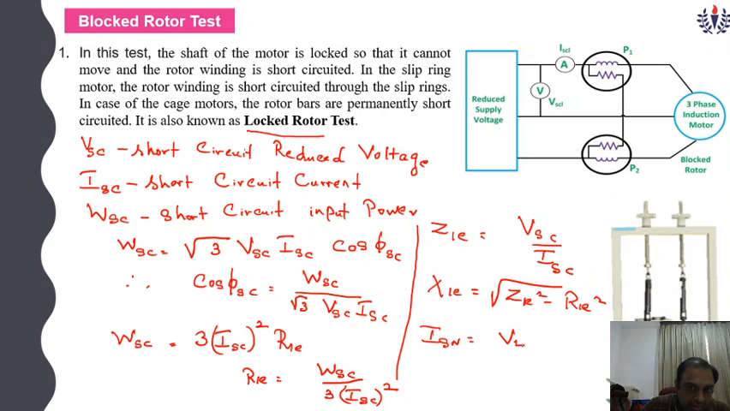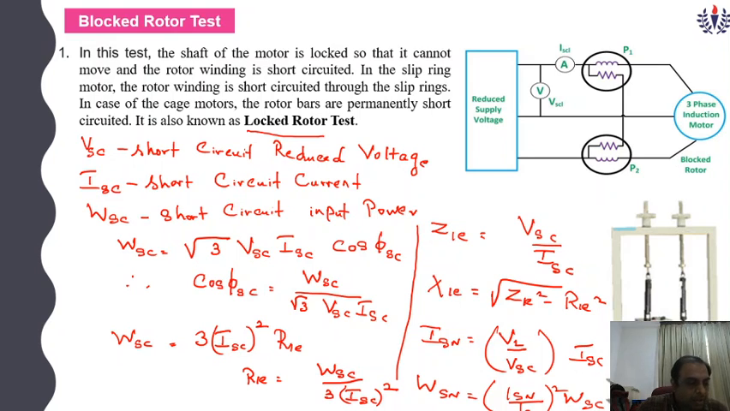Therefore, we can calculate the short circuit current ISN equal to line voltage VL by VSC into ISC, and power WSN is equal to ISN by ISC whole square into WSC. These are the formulas, where ISC is the short circuit current at reduced voltage, ISN is the short circuit current at normal voltage, and WSN is the short circuit input power at normal voltage.